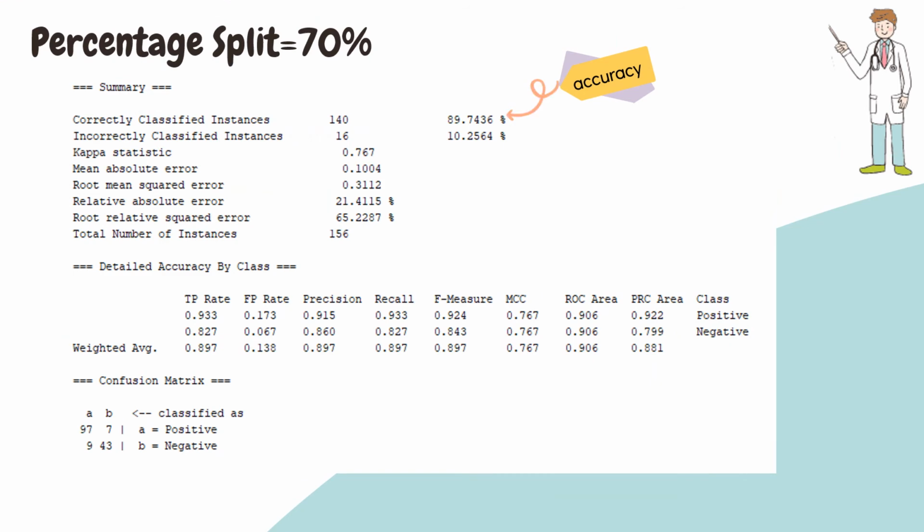After that, run the data for the percentage split with ratio 70 to 30, where 70 is the percentage of training data set. On the test option part, click percentage split and set the percentage to 70%. Click start and the result is shown as in slide. The accuracy is 89.74%.